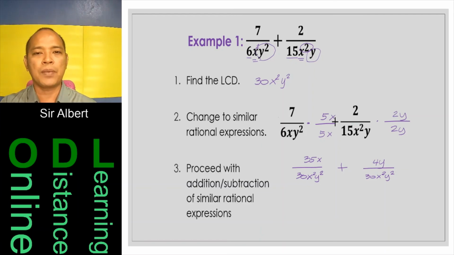So third step is then to proceed with addition or subtraction of similar rational expressions. This means that we operate with the numerators and copy the common denominator. Working on the numerators now, this would give us 35x plus 4y all over the common denominator of 30x squared y squared. This is now going to be the simplified form.